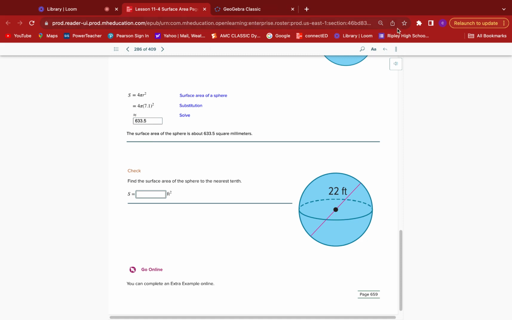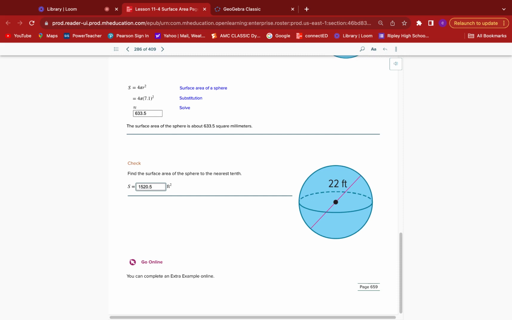All right, for my visual people, 4 times pi times 11 squared. Grab that in your calculator. Looks like 484 pi. If you're going to leave it in terms of pi, 484 pi. If you're going to put it as a decimal, 1,520 point. Now it's a 5-3, so the 3 does not change the 5. And that is square feet.